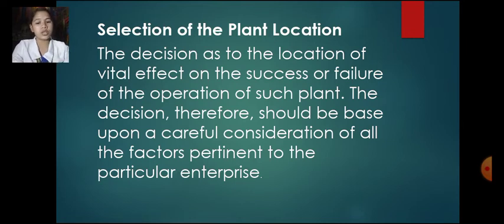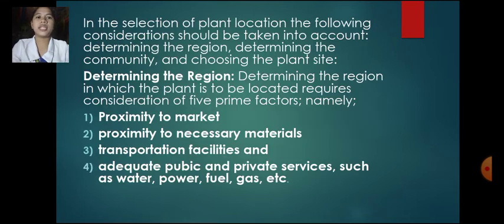The nature of the factors involved in a plant location varies among industries and with changing technical and economic conditions. Some industries, in the location of necessary plants, are influenced by the markets. Others are located around the sources of power. Still others seek the source of raw materials. In the selection of plant location, the following considerations should be taken into account: determining the region, determining the community, and choosing the plant site.